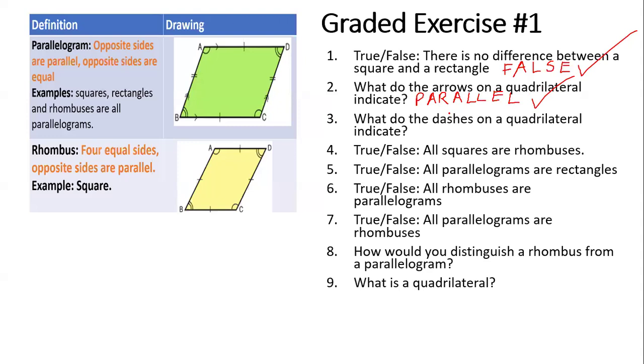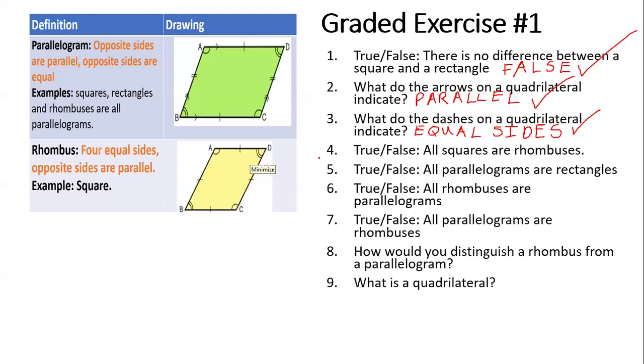Number 3, what do the dashes on the quadrilateral indicate? Equal sides. Not edges. The sides are equal. How many persons got that? Let me know, please. I did. Equal sides. Only 5 persons. Anyone else got number 3? I got it. The dashes mean that we have equal sides.